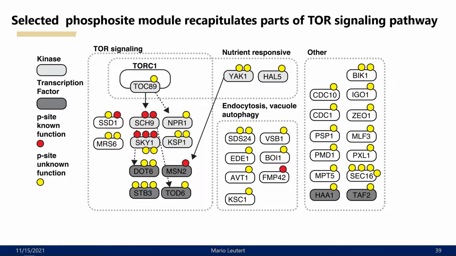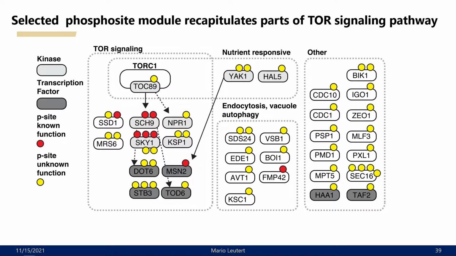Now we can go to the highest resolution level and look at the individual phosphorylation sites. We see that around half of the phosphorylation sites in this module are located on proteins already known to be in the TOR signaling pathway. For example, on the catalytic subunit of TORC1 itself, and also on 4 downstream kinases of the TORC1 pathway. We have SCH9, and the sites indicated in red were previously known to serve an activating function of SCH9 and to be phosphorylated by TORC1.